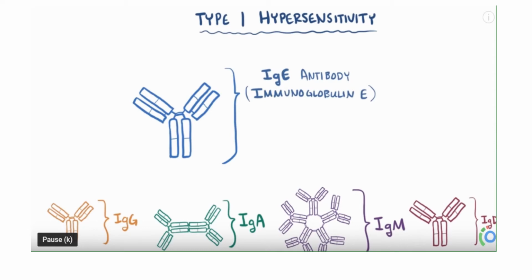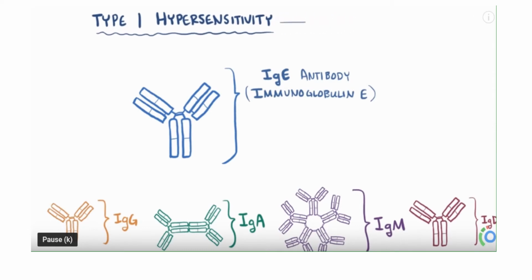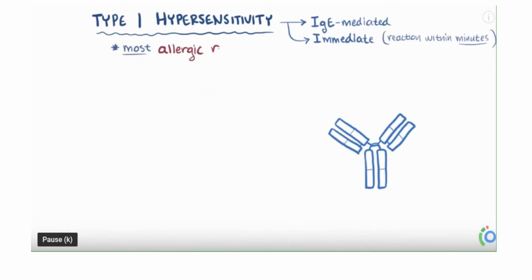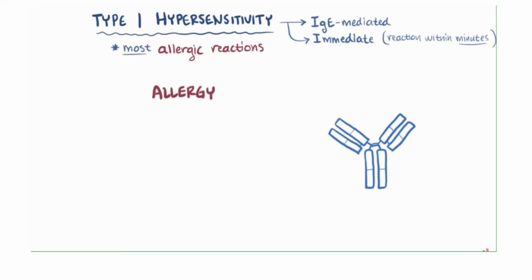So because IgE is involved with type 1 hypersensitivity reactions, they're also called IgE-mediated hypersensitivities. This type of reaction is also sometimes called immediate hypersensitivity, because the reactions happen super fast, on the order of minutes. So most allergic reactions are IgE-mediated, and therefore most allergies are type 1 hypersensitivity reactions.